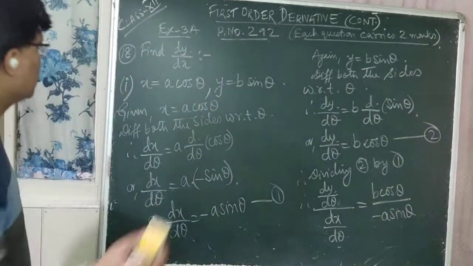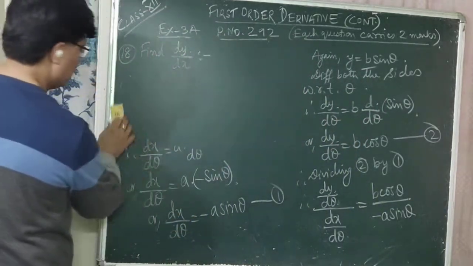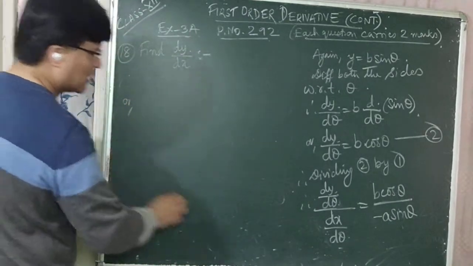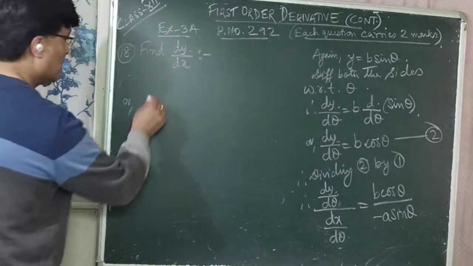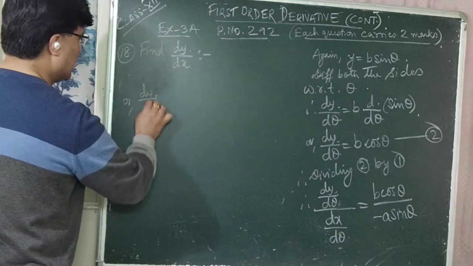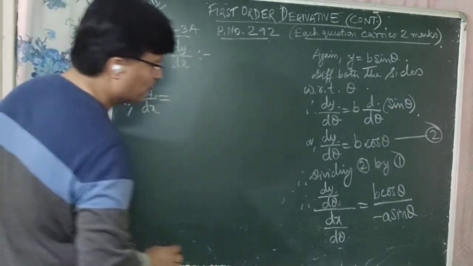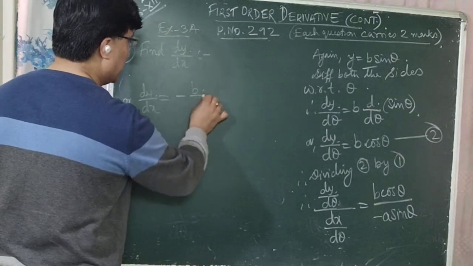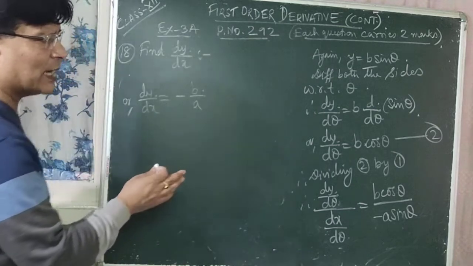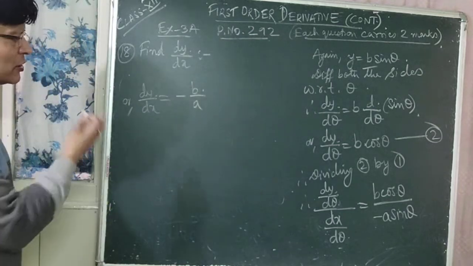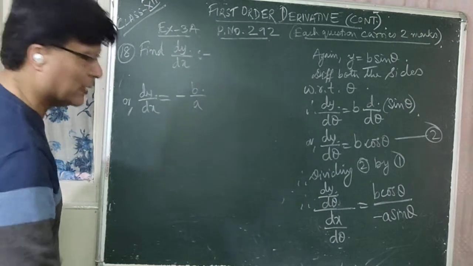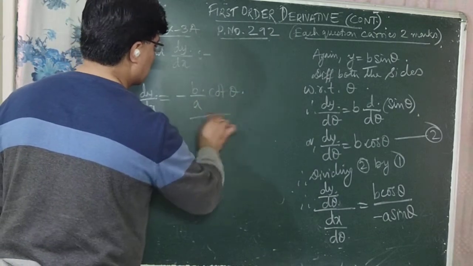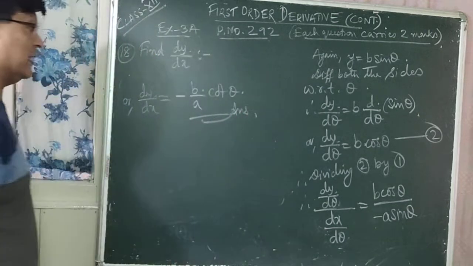Now in this case d theta will be cancelled. So you will get dy by dx, which is equal to, you write first the minus sign, then b by a. The minus sign you can write either in the numerator or in the denominator. Let us write it in the numerator, that is minus b by a. And what is cos by sin theta? It is cot theta. So this is the final answer.